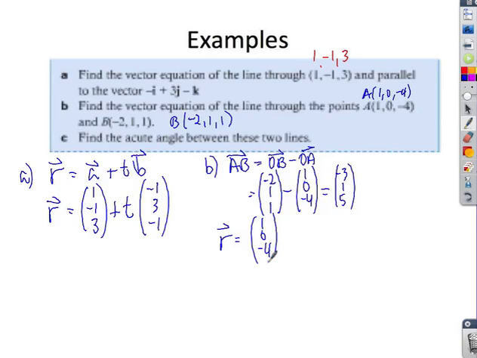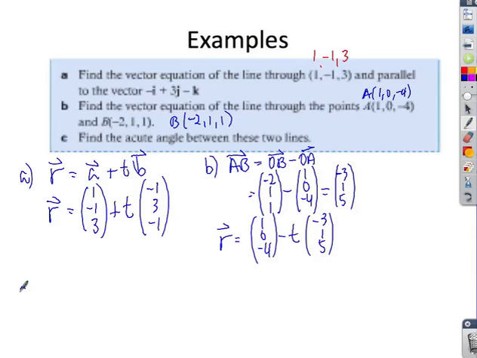It would have been all right to use -2, 1, 1 in that spot. And then minus T times the vector that gives this line direction, which is the -3, 1, 5 vector. So that's the vector equation of the line passing through A and B.